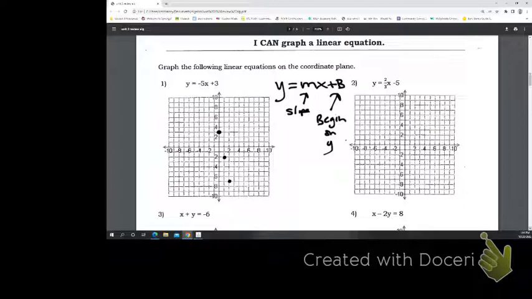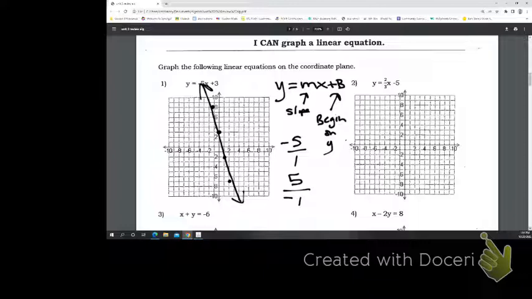What if I could not go down 5 and over 1? What else could I do? Right, I could go up 5 and then go left 1. Up 5 and left 1. Notice that's the same line. So if I was very near maybe the bottom of my graph and I didn't have enough space, I could also do that.